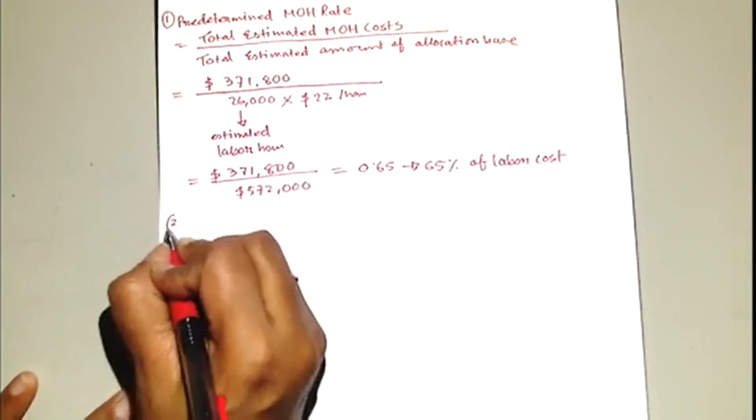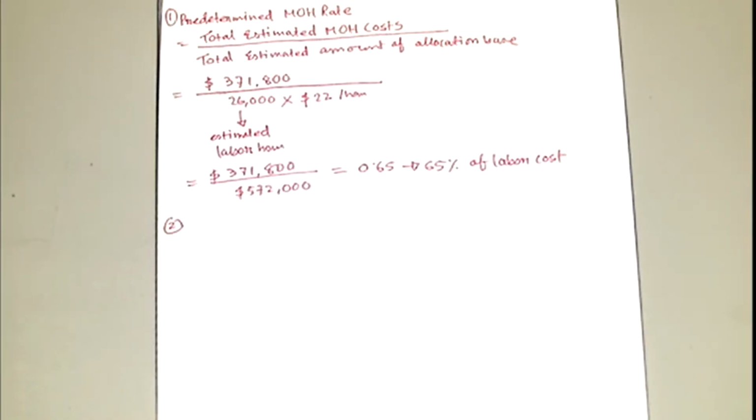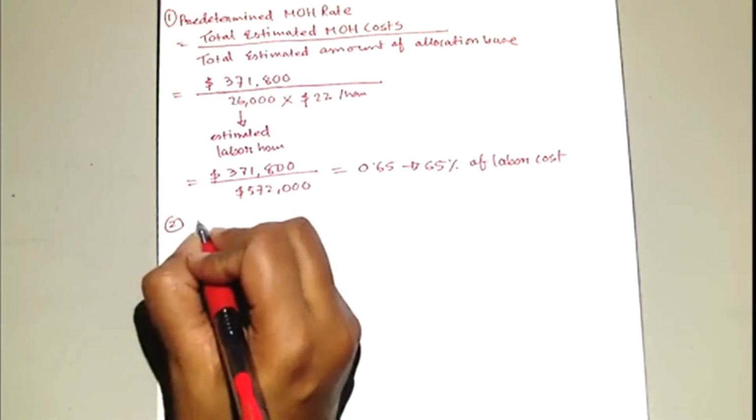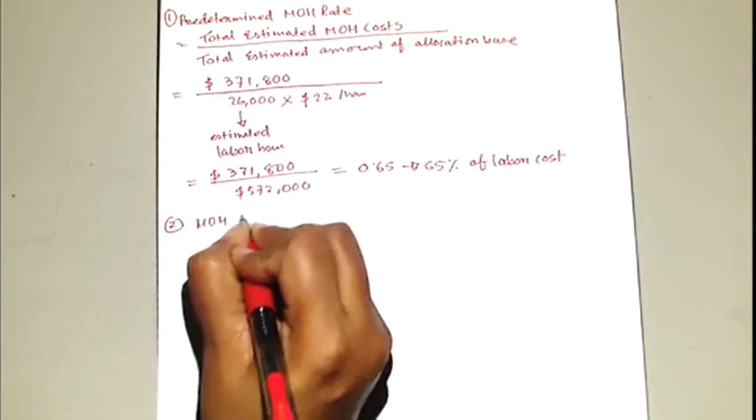So now we know our overhead rate. I'm repeating, this time our allocation base is labor cost. If the problem doesn't tell you what your estimated labor cost is, you need to look for estimated labor hours. If you know your estimated labor hours and your wage rate, then you can multiply these two and figure out your estimated labor cost. And this is how you get your predetermined manufacturing overhead rate.